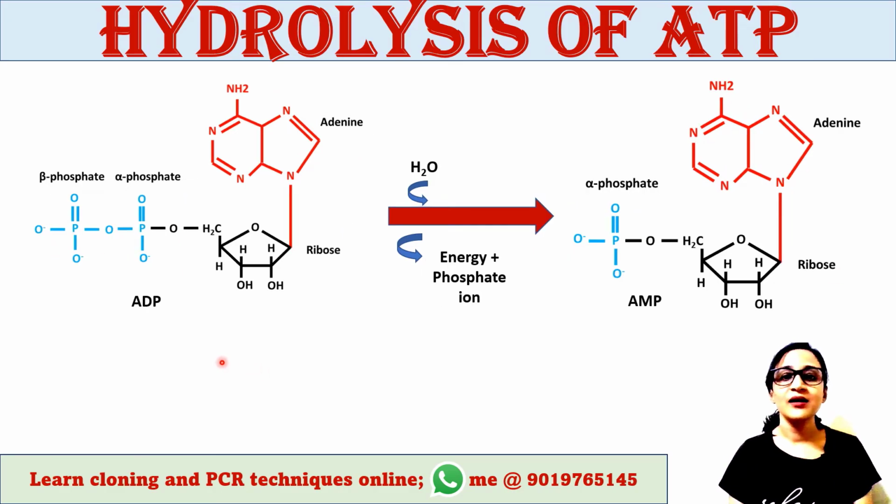Similarly, this is the ADP molecule. So when we add water, this bond gets broken down and free energy and a phosphate ion get generated after this event, and ADP becomes AMP. So the beta phosphate is removed from ADP.